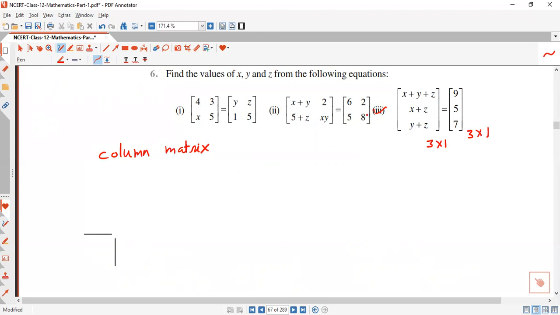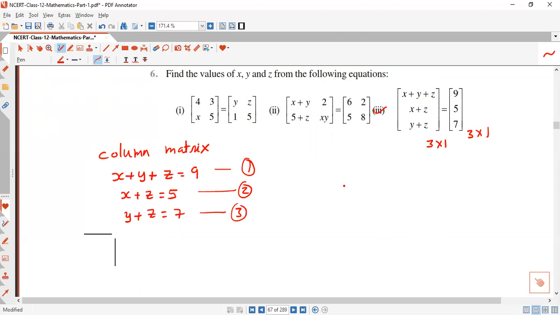So these column matrices are equal, so their elements are also equal. So x plus y plus z equals 9. Second, x plus z equals 5, and y plus z equals 7. So we have 3 equations, and we can name them equation number 1, 2, 3.